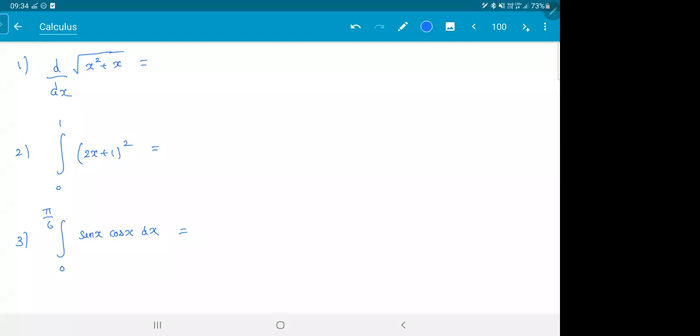Get them, solve. Differentiation, integration, nothing much. We have done all this stuff.